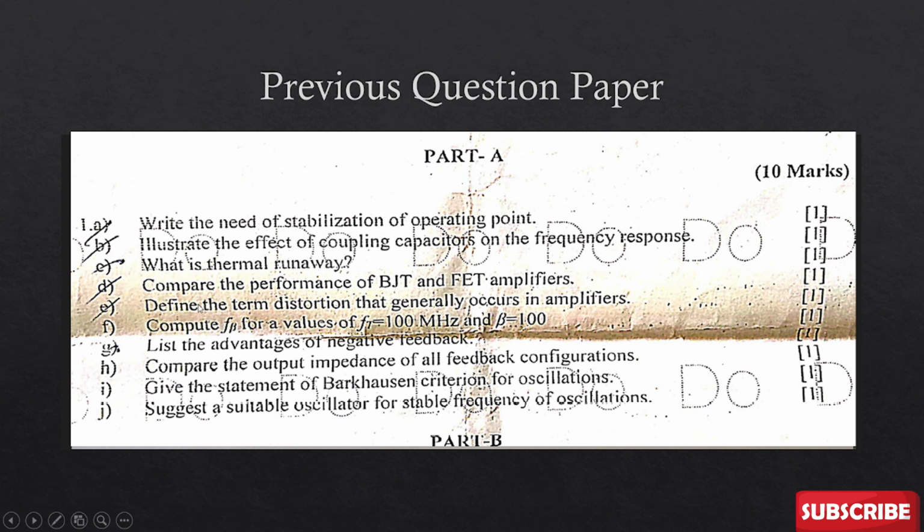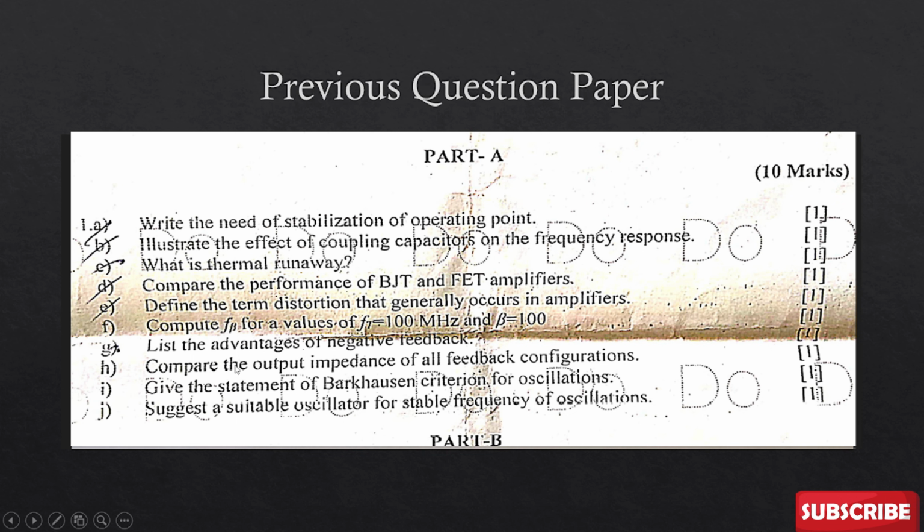This is from the third unit: define the term distortion that generally occurs in amplifiers. Basically, this question means what is distortion which occurs in amplifiers, so you just need to write about distortion in amplifiers. Then, compute f beta for values fT equals 100 and beta equals 100. This is a simple thing. You just need to calculate this using the formula. Once you know the formula, you are going to get 1 mark for sure.